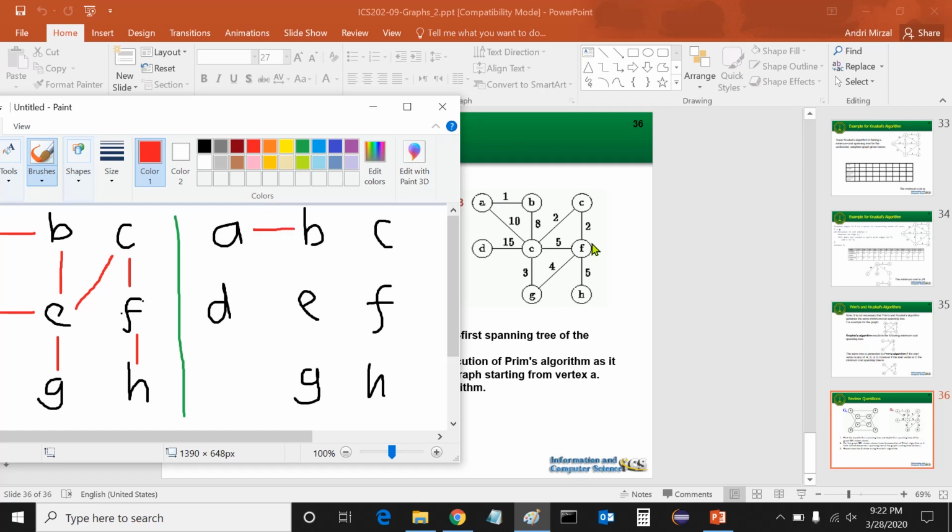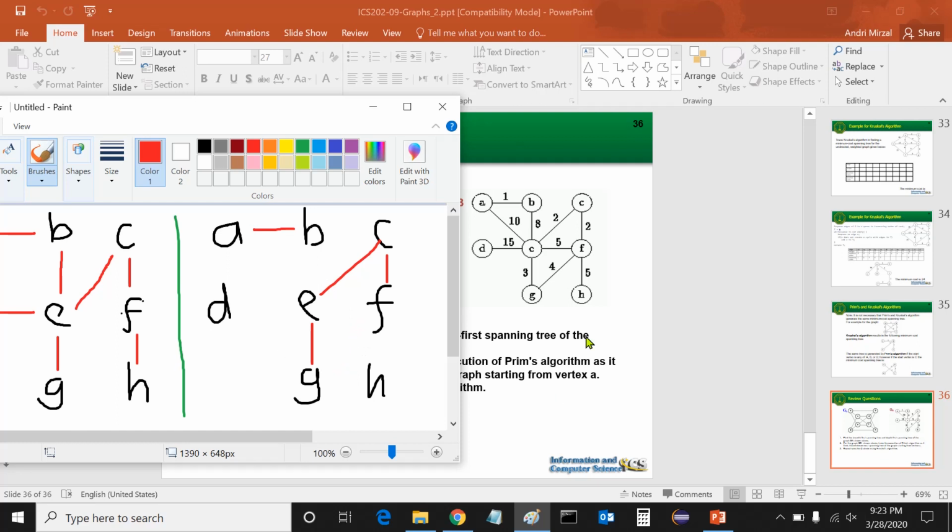Then after that, the next ones with minimum cost will be 2 and 2, this and this. For example, we take this edge first from E to C, and the next one from C to F. Then the next minimum one will be this edge from E to G. Then the next one will be from G to F. If you draw it, you can see that there will be a cycle, so you cannot add G to F into our result, so we need to undo this.